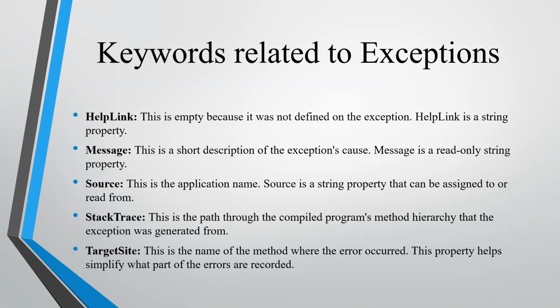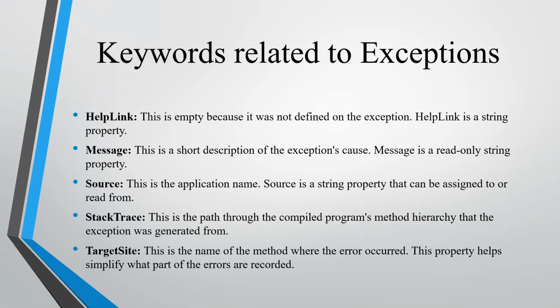There are some properties which are related to exceptions. Let's see them one by one. So first is HelpLink. This is basically a string property of the exception. It is basically empty because it is not defined on the exception. Second is Message. This is a read-only string property and gives us a short description of the exception's cause. Third is Source. Source is a string property that can be assigned to or read from. This basically gives us the application name from which the exception has occurred.